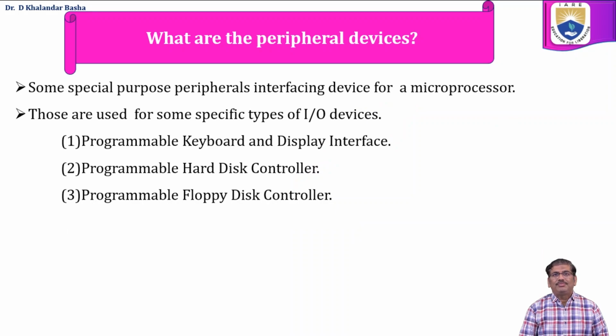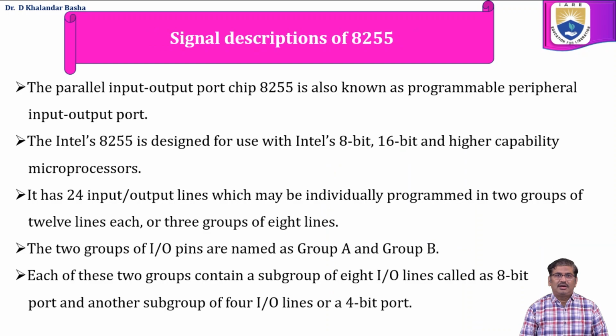Next, some special purpose peripheral interfacing devices for microprocessor. Those are used for specific applications, type of I/O devices, such as Programmable Keyboard and Display Interface, Programmable Hard Disk Controller, and Programmable Floppy Disk Controller. These are a few examples of special purpose peripherals. Now we will see the need of 8255 as well as signal description of 8255.